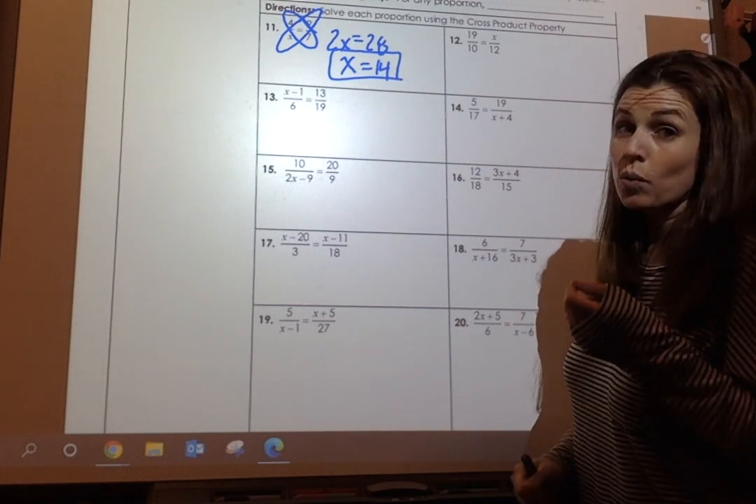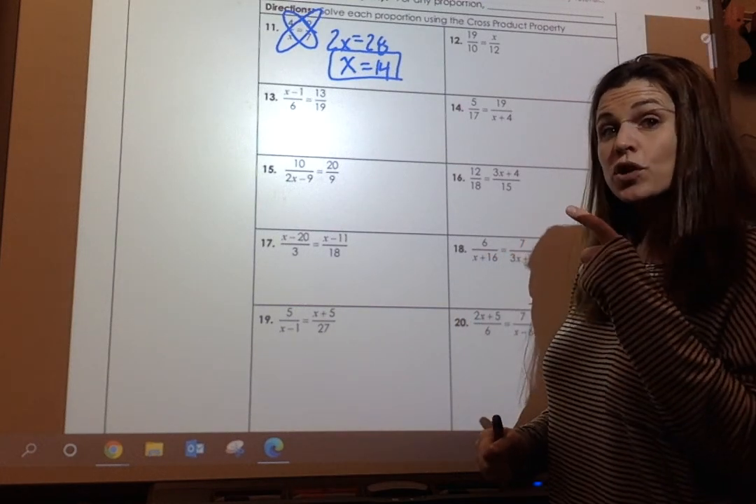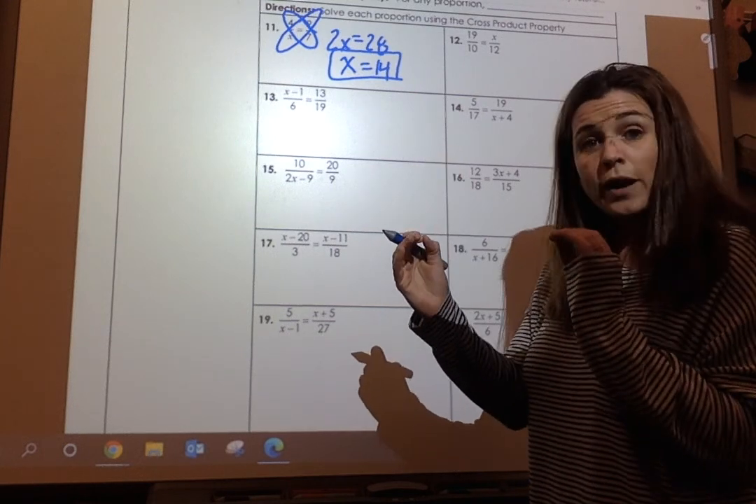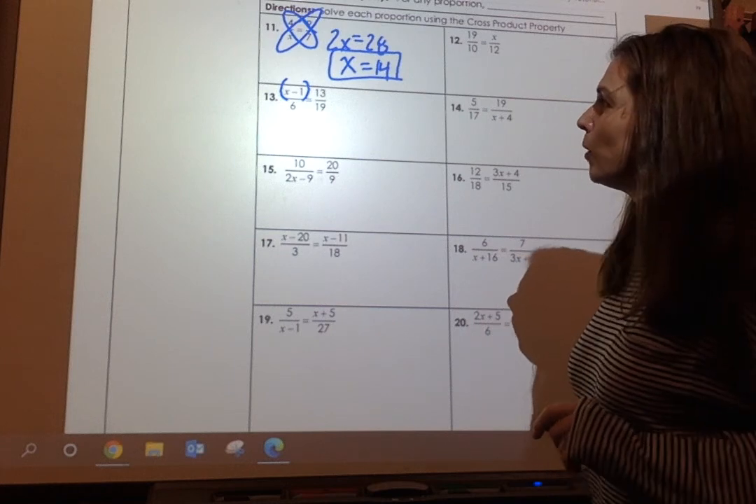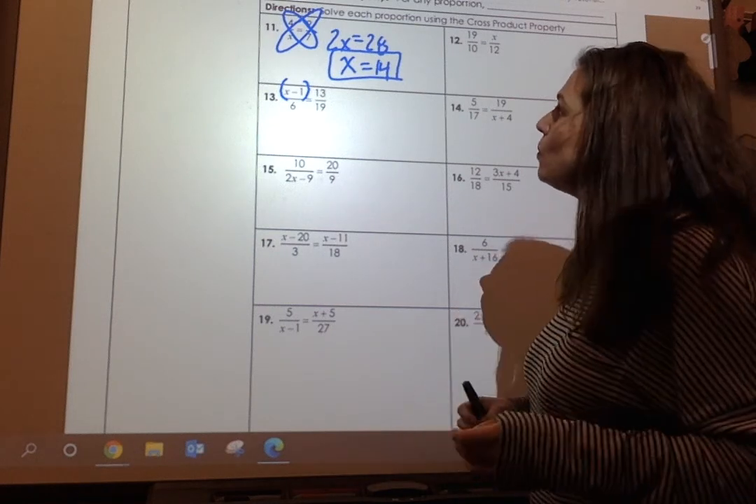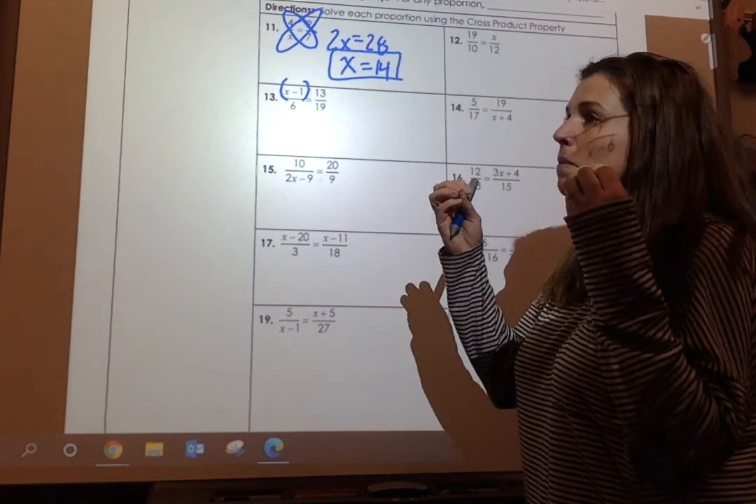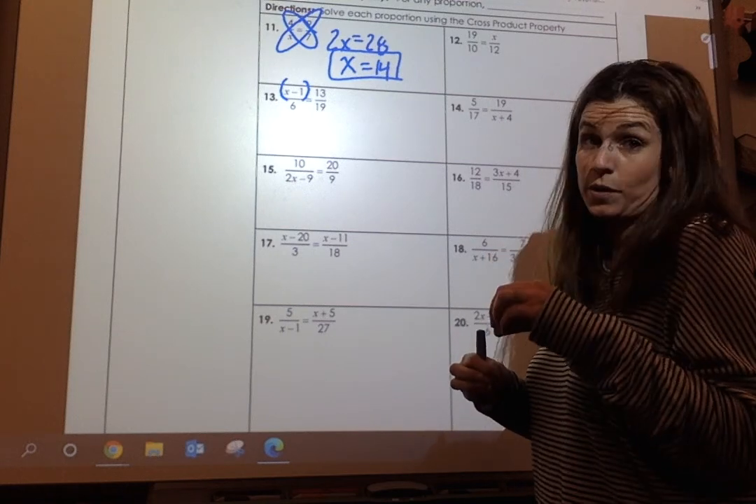Remember in algebra, we said the first step to solving proportions is to put parentheses around your binomial. So on 13, there's my binomial. Why do I do that? I do that because I need to remember that I've got to use the distributive property.